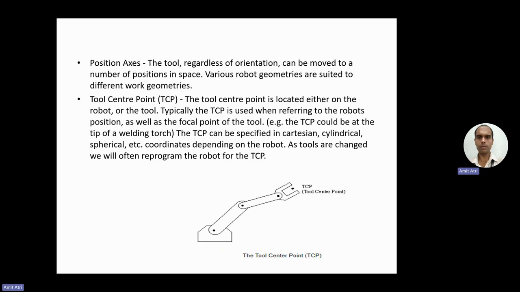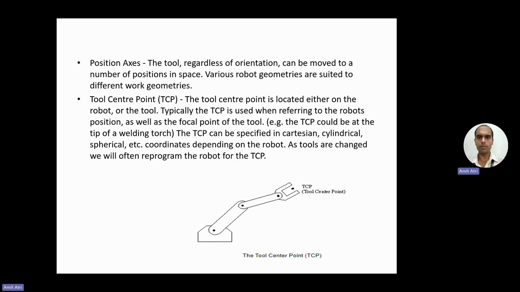Next is the tool center point. The tool center point is located either on the robot or the tool. Typically it is used when referring to the robot's position as well as the focal point of the tool. The tool center point could be the tip of a welding torch. The TCP can be specified in Cartesian, cylindrical, or spherical coordinates, the different types of coordinates. As tools are changed, we will often reprogram the robot for the tool center point. A different tool means a different tool center point.